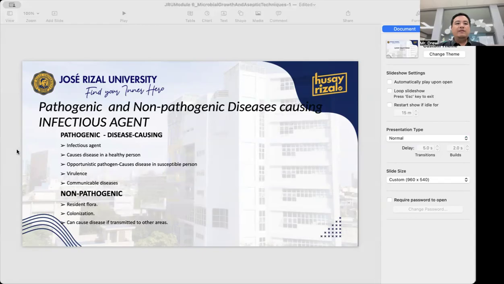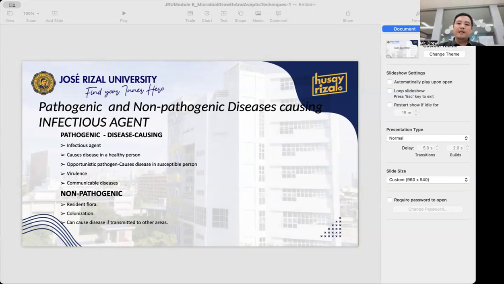So, pathogenic versus non-pathogenic microorganisms. Not all microbes cause disease. Non-pathogenic microbes, normal flora, live on and inside our bodies without causing harm and can become opportunistic pathogens if they are spread to other areas.